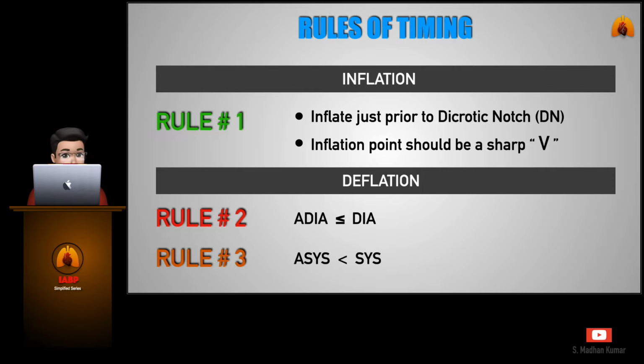For proper deflation timing and to reduce aortic end diastolic pressure, that is the afterload, thereby decreasing myocardial oxygen demand while improving the cardiac output, the following rules have to be applied. Rule number 2: assisted end diastolic pressure should be less than or equal to unassisted end diastolic pressure. Rule number 3: assisted peak systolic pressure should be less than unassisted peak systolic pressure.